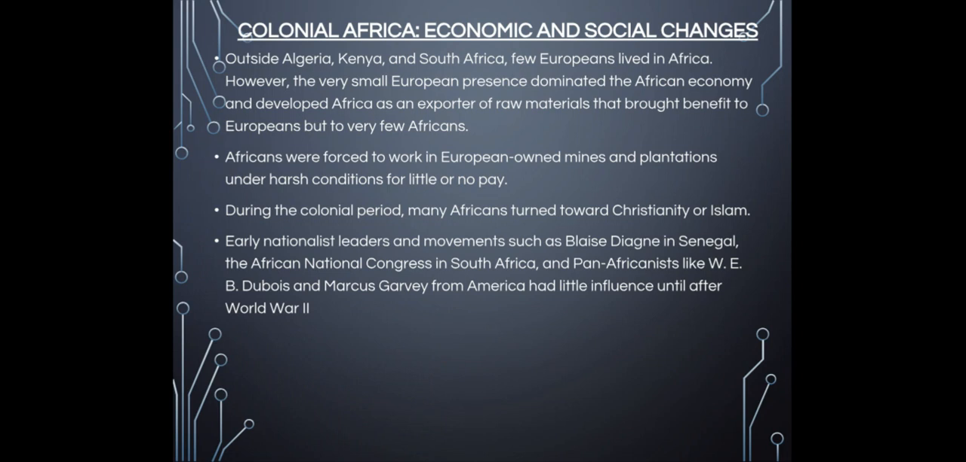Africans were forced to work in European-owned mines and plantations under very harsh conditions for little or no pay. Guys, imperialism provided no benefits to any of the people who are living in Africa. And some of these problems that are going to exist include little health care, and a lot of the colonies worsened public health. They undermined the African family, and they gave rise to large cities in which Africans experienced institutionalized racial discrimination.